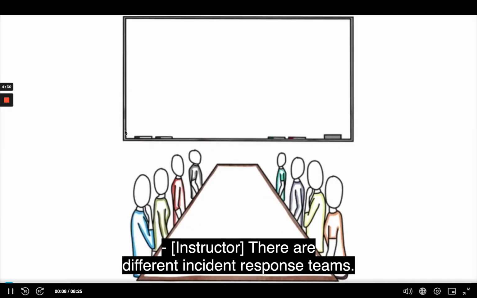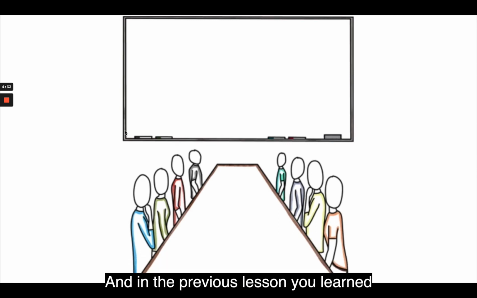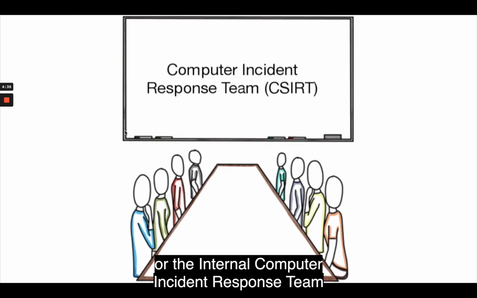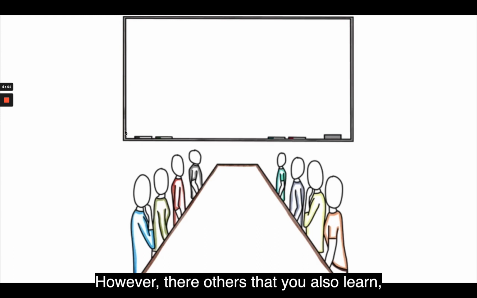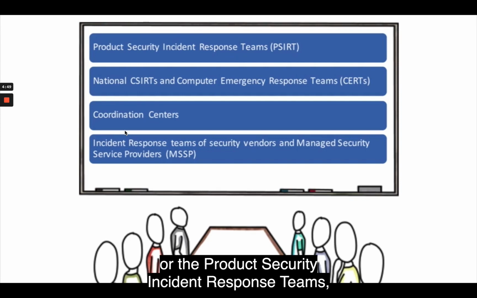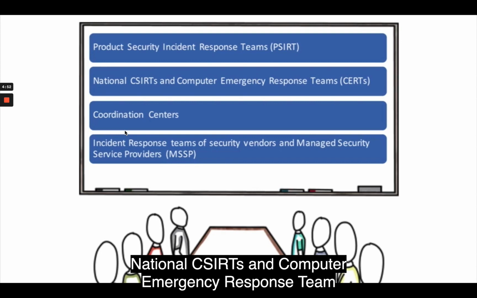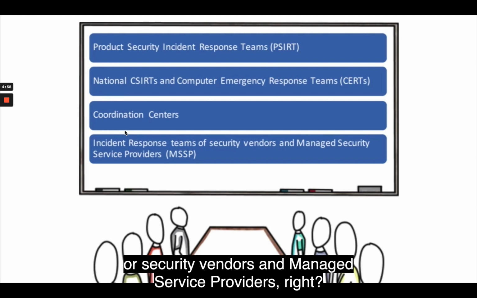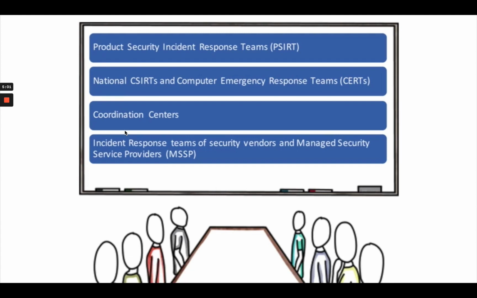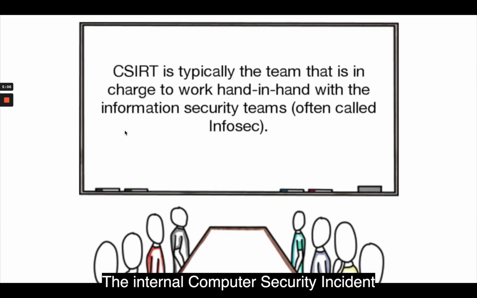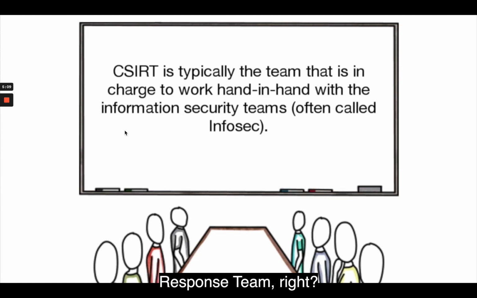There are different incident response teams, and in the previous lesson you learned that the most popular is the corporate or the internal computer incident response team, otherwise known as a CSIRT. However, there are others that you also learned from a high level: the PSIRT team or the product security incident response teams, national CSIRTs and computer emergency response teams or CERTs, coordination centers, incident response teams from security vendors and managed service providers, right? But now let's learn all about CSIRTs, right? The internal corporate computer security incident response team, right?